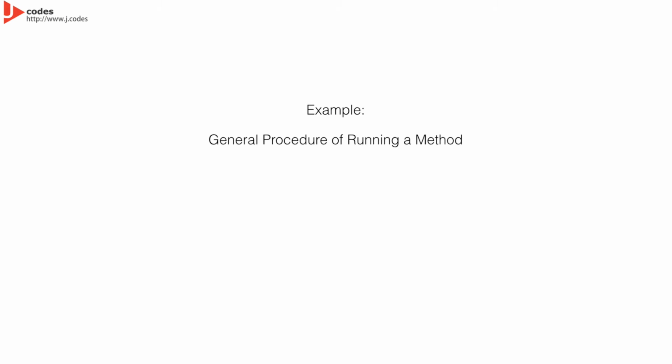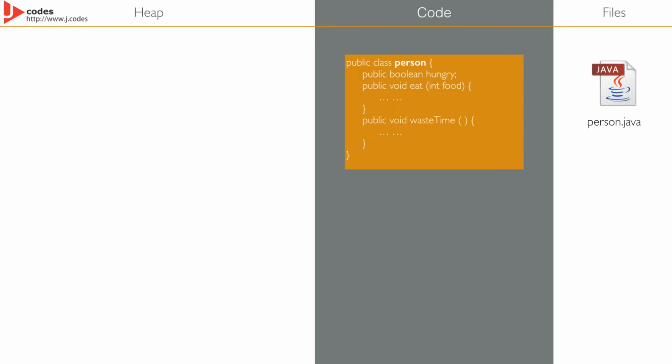Now we will go over the general procedure of running a method. The layout here shows the heap, the code, and the files that will be in this example. Now we have a file labeled person.java, which contains the class person. In this example, there is one field in class person called hungry. Hungry is a Boolean value. We have two methods, eat and waste time.